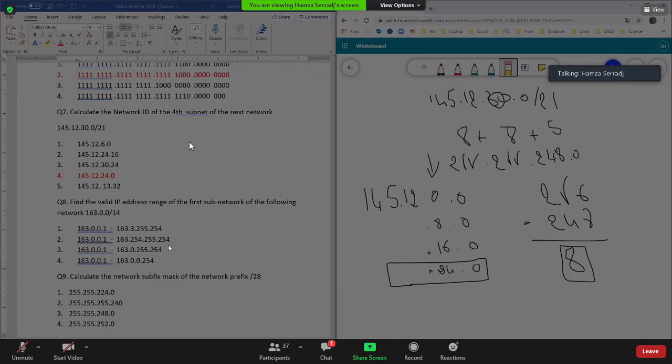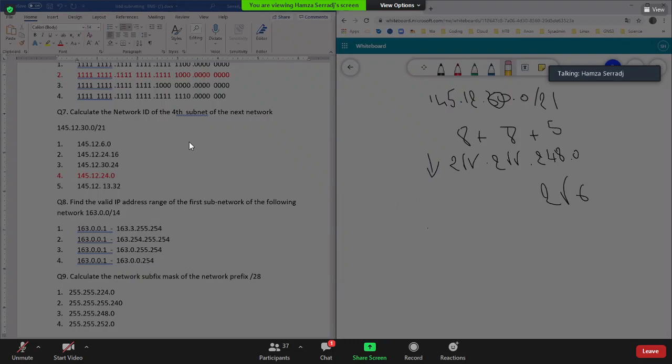All right, next one. Find the valid IP range of the first subnet. Okay, we can do that. /14.